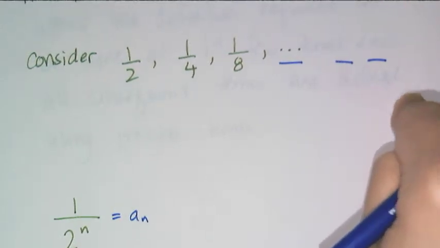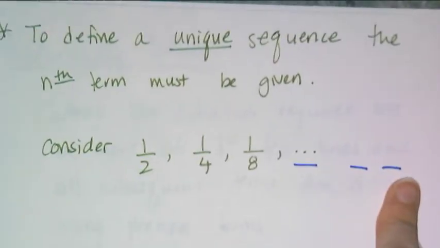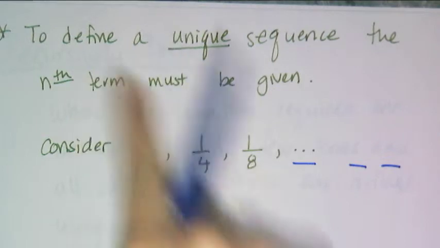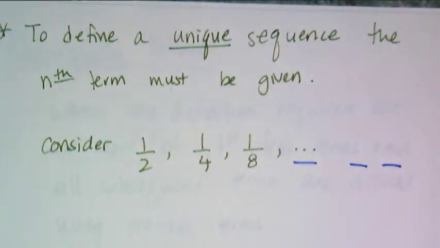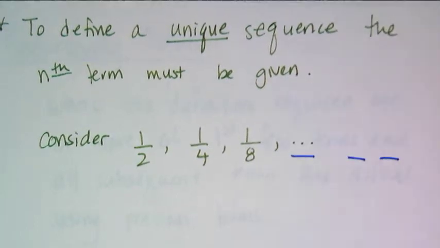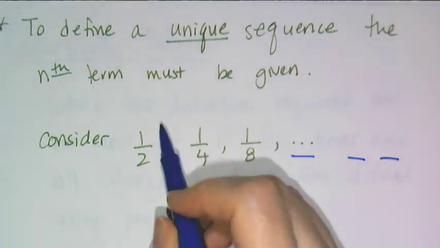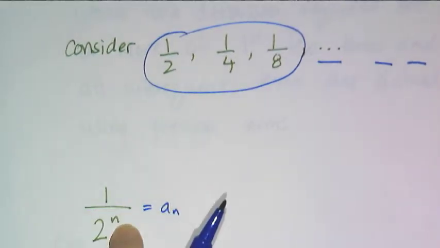So if I want a unique sequence to be defined, I have to give you the nth term, not some terms of the sequence in the beginning. Now, the first rule that someone is going to come up with for this sequence is, of course, 1 over 2 to the nth power, because it's the obvious one.